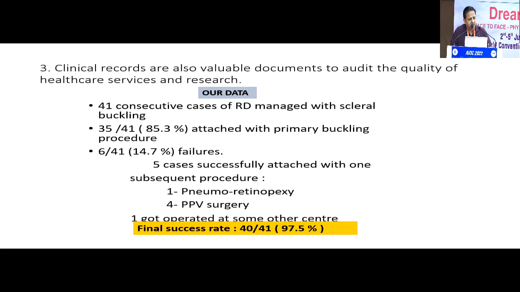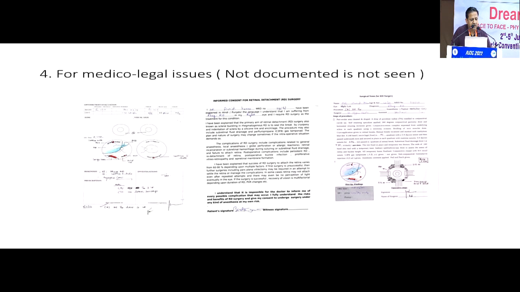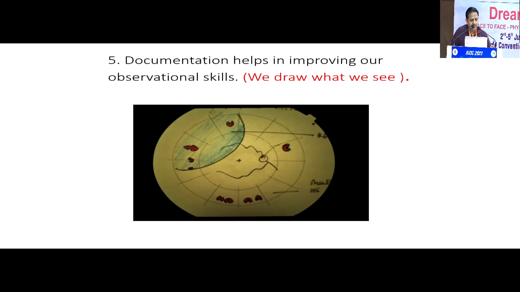Then clinical records are also valuable documents to audit the quality of healthcare services and research. Suppose you are doing some research. What we did was a primary surgical pneumoretinopexy, and we were trying to evaluate some patients retrospectively. We didn't know how many tears were there superiorly, how many were inferiorly, and which patients had those tears. But when we looked at their drawings, all the things were there. So it always helps us to analyze our records later on. Then again, for medico-legal issues, as I told you, not documented is not seen.